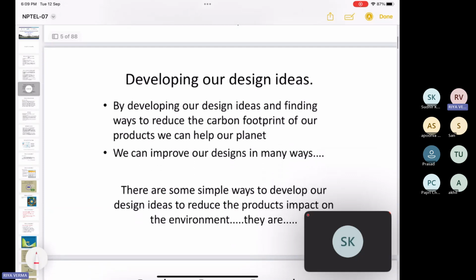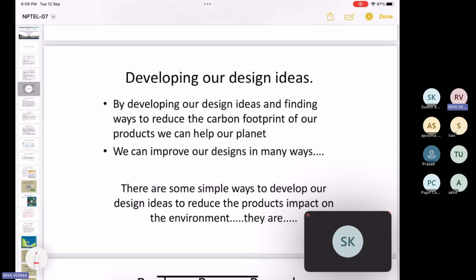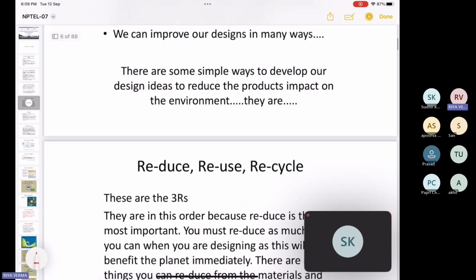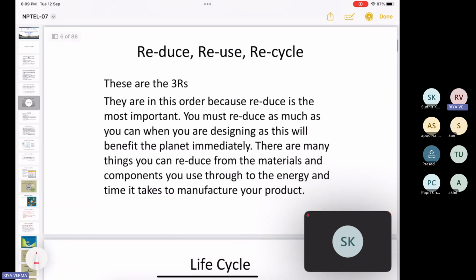Developing our design ideas. By developing our design ideas and finding ways to reduce the carbon footprint of our products, we can help our planet, and we can improve our design in many ways. So, there are some simple ways to develop our design ideas to reduce their product's impact on the environment. And we all must have heard about these three R's, that is, reduce, reuse, and recycle. So, the first one is the reduction phase, that is the most important part. Whenever possible, we must try to reduce our waste as much as we can, because that will have an immediate impact on the planet.